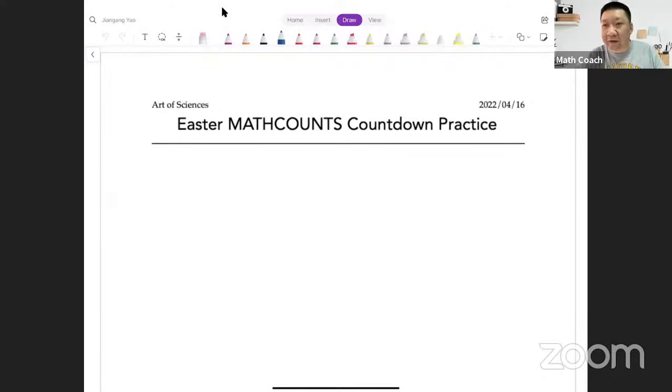So now let's officially start our Easter math countdown practice. First, I'm going to quickly discuss some rules, given that our setting is still slightly different from the normal Mathcounts countdown. And similar to the situation in Mathcounts, we first have a written test, and then we select 12 or 16 people for the countdown.